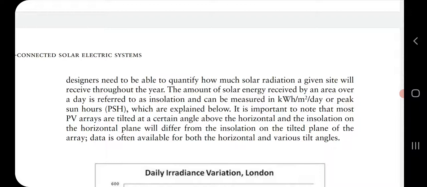We measure this amount of energy in kilowatt hour per meter square per day, or peak sun hour, that is PSH. And the important thing is that in a PV array, they will tilt or rotate the arrays in such a way that they are always facing towards the sun.